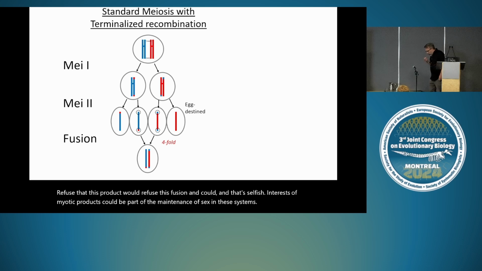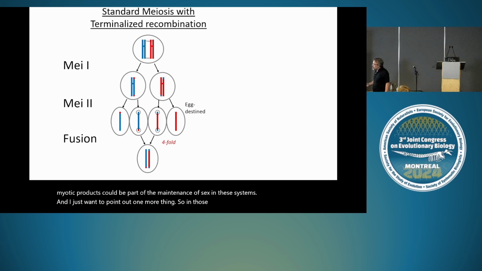And I just want to point out one more thing. In those cases where we do see asexual evolution in standard meiosis, we generally see it through central fusion, and we generally see it when there's terminalized recombination. So that recombination is only happening at the tips, so that through most of the genome there's no loss of heterozygosity.